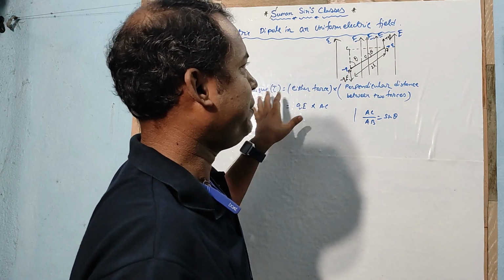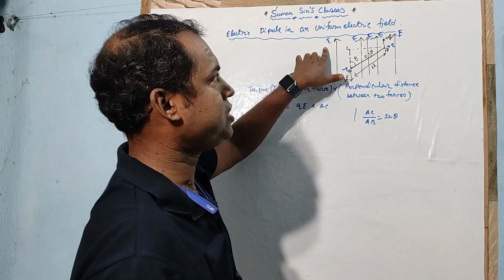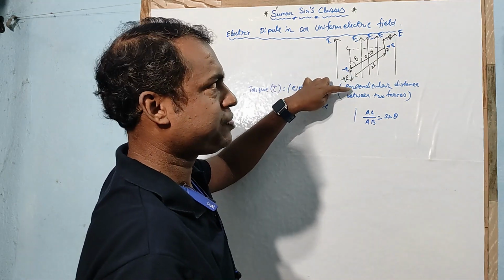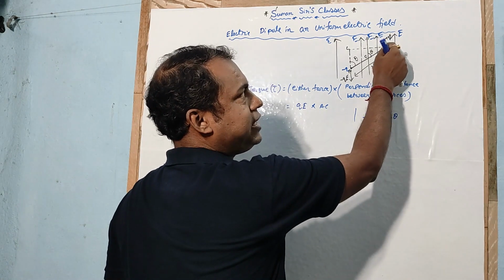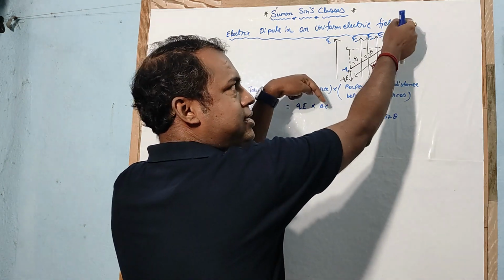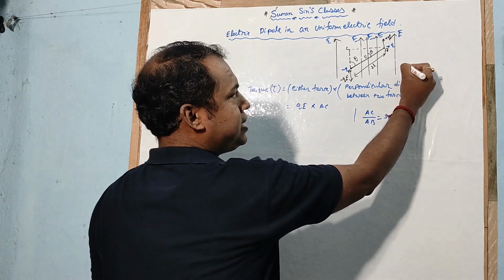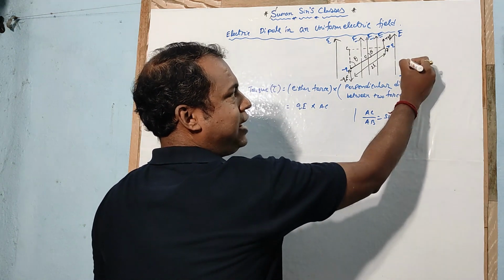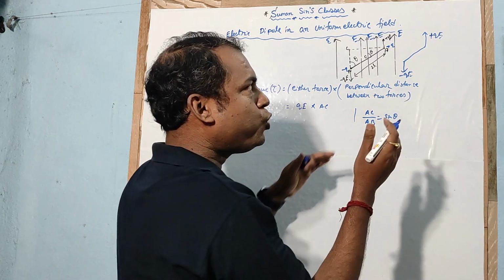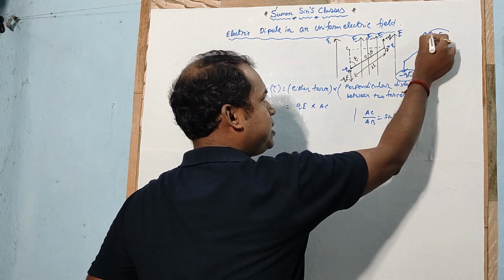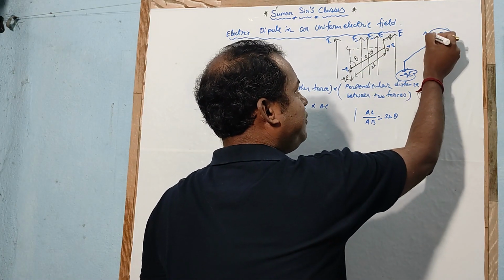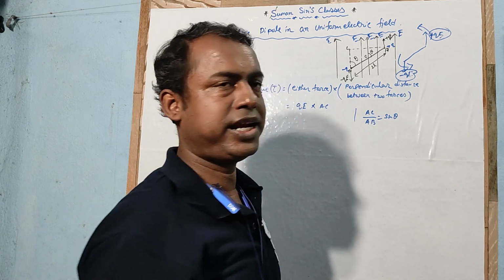Why does this torque appear? Because this one is Q, in the uniform electric field, this one is E. So minus QE is the force acting along the downward direction, and plus QE is acting along the upward direction. These two forces are equal, but they act in opposite directions. So obviously a torque or couple is generated in this case.